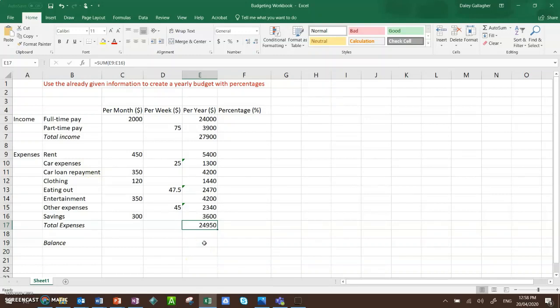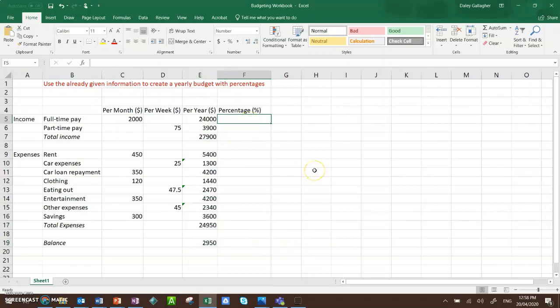Now, like we saw in the PowerPoint slide in our theory video, the balance is equal to the total amount of income, so this number here, minus the total amount of expenses, so this number here. And what I get for that is $2,950. So that means per year, this person has $2,950 that they've earned but have not spent over the course of the year. Or put into savings, for example, because they've got some savings that they're taking account of as well. This person earns $27,900 and they spend $24,950. So overall, they have $2,950 left over.